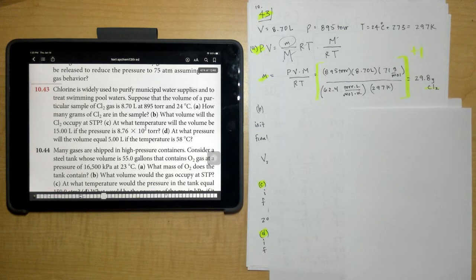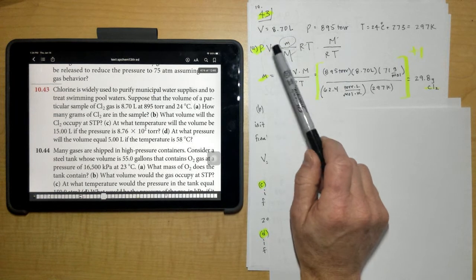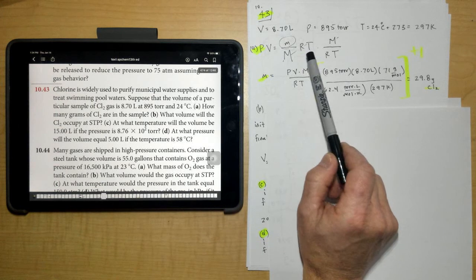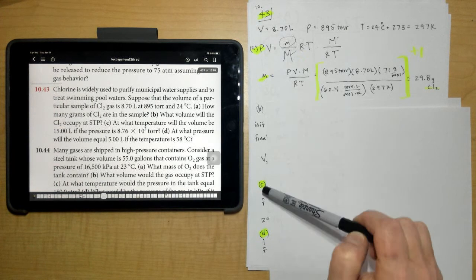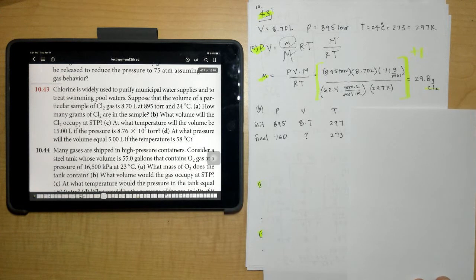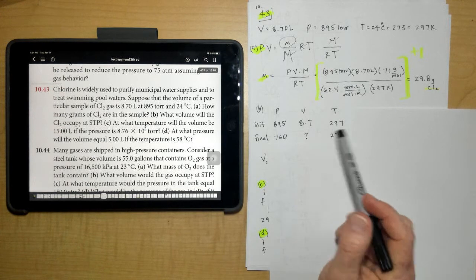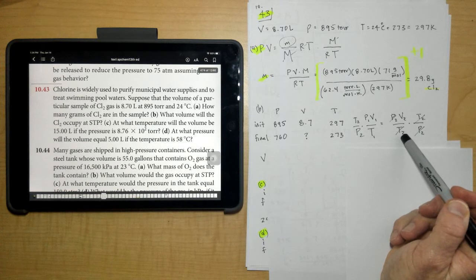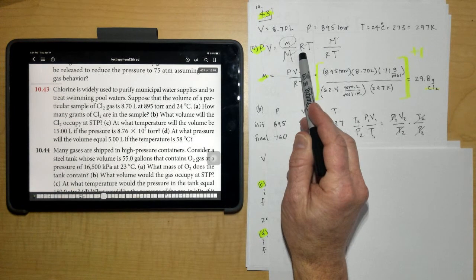Now letter B, C, and D, the next problem's tricky because you probably think, oh, these are all PV equals mRT, PV equals mass over molar mass RT, or PV equals nRT problems. And it turns out B, C, and D are not. They are all initial and final conditions problems. And so lots of times students get confused about, well, how do I tell if it's a P1V1 over T1 equals P2V2 over T2 problem, or if it's a PV equals nRT problem.